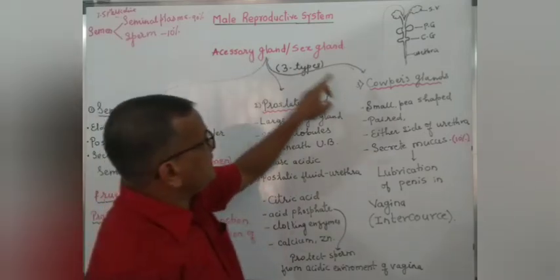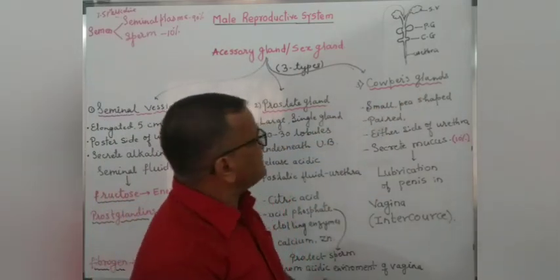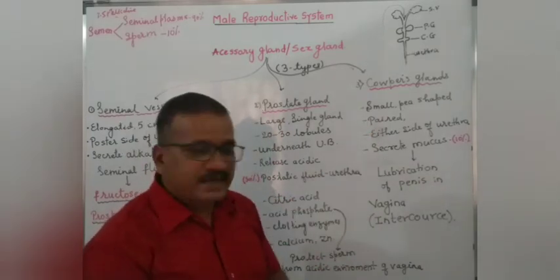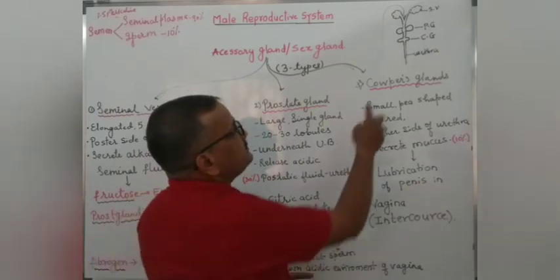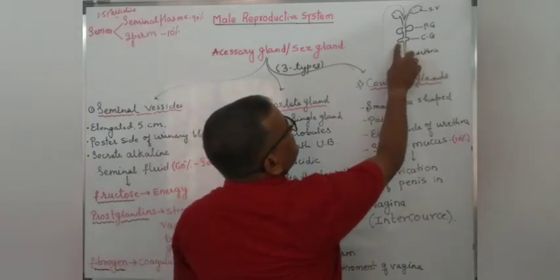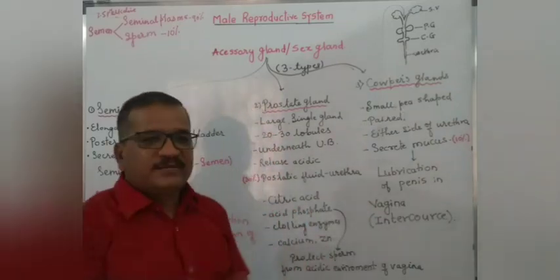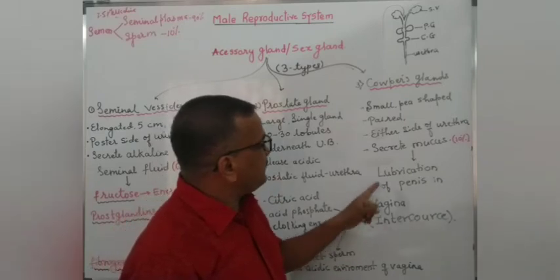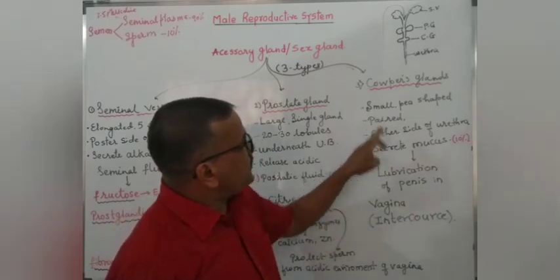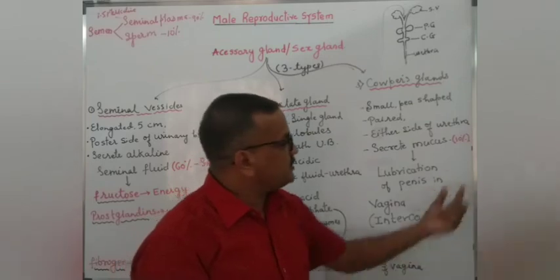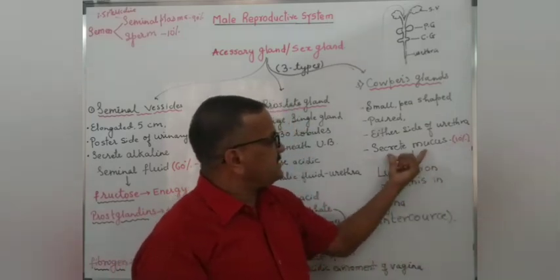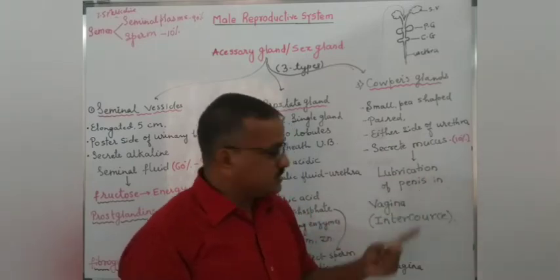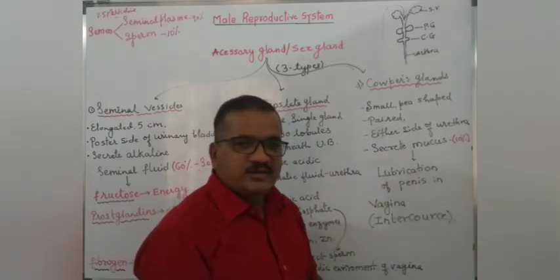The third accessory gland is Cowper's gland. These Cowper's glands are small. They are pea-shaped. They are paired, on either side of the urethra. So this is the urethra, and here a Cowper's gland is present, and here also a Cowper's gland is present. These Cowper's glands secrete mucus. It will be 10%, and this secretion will help in the lubrication of the penis in the vagina, during copulation or intercourse.